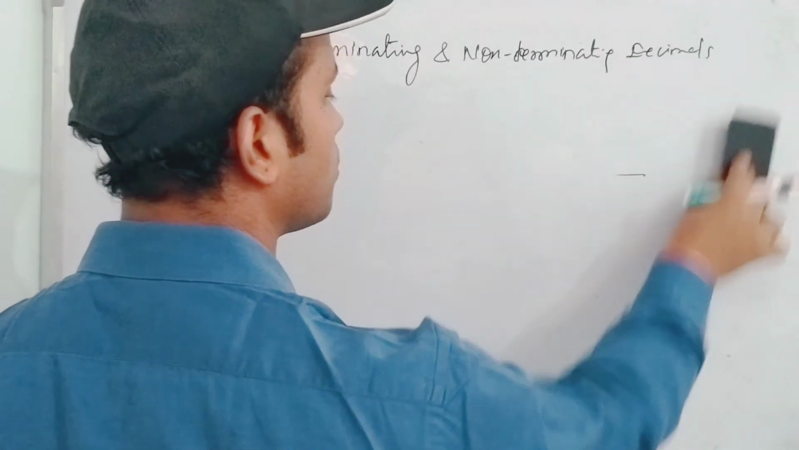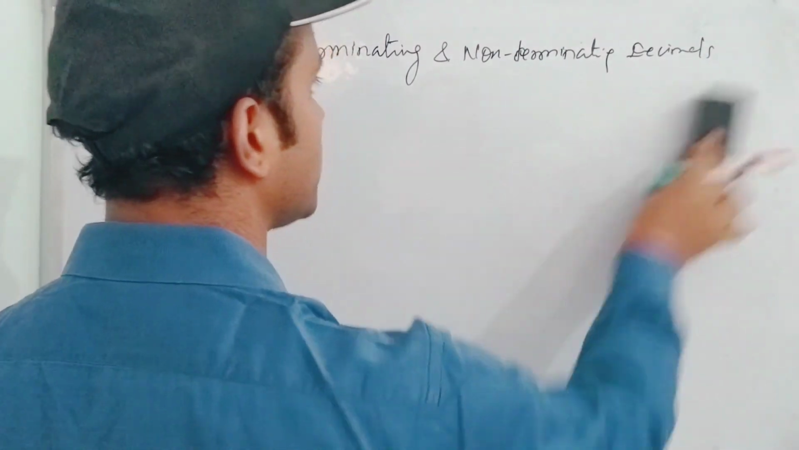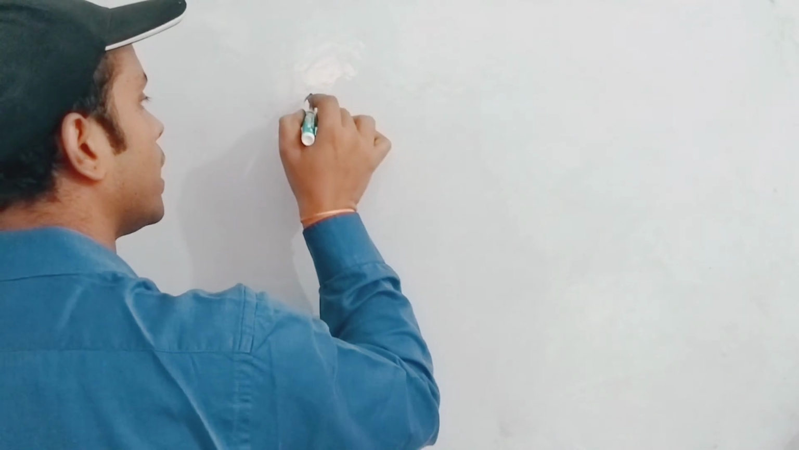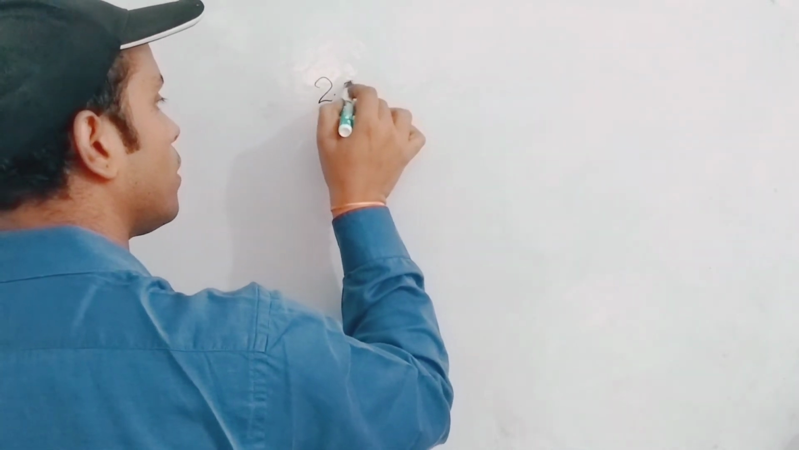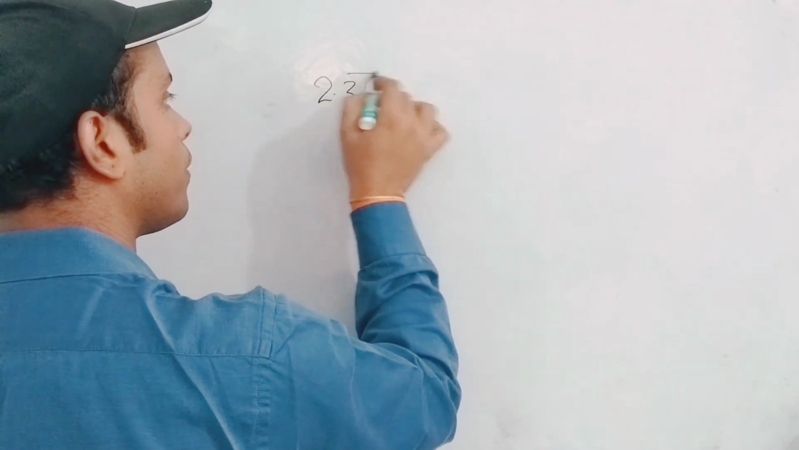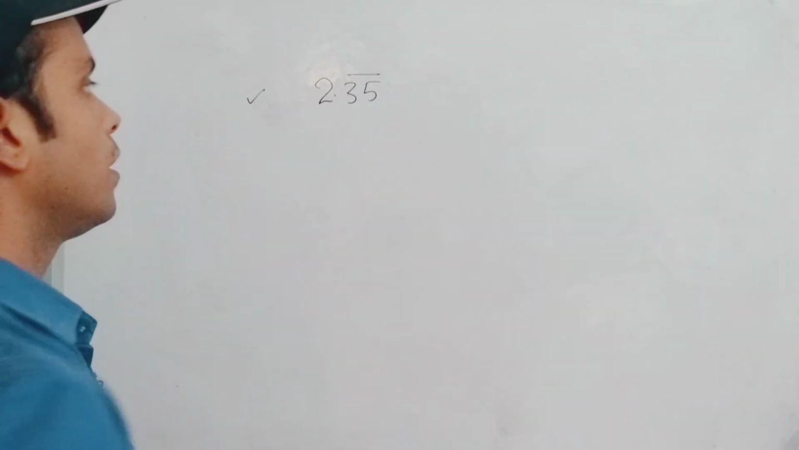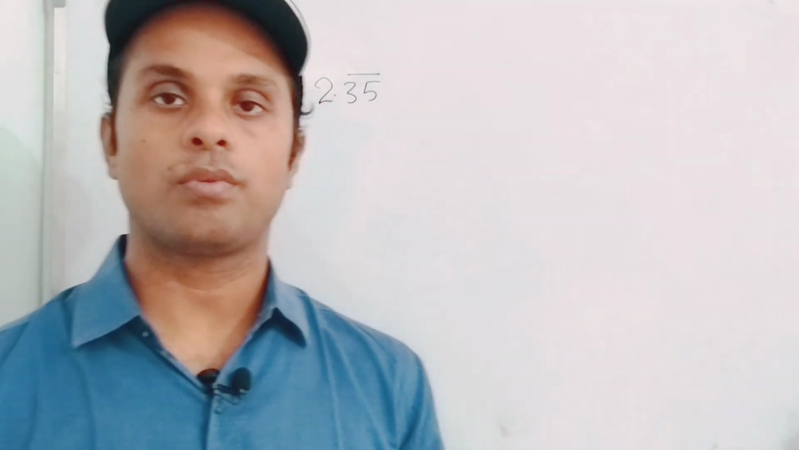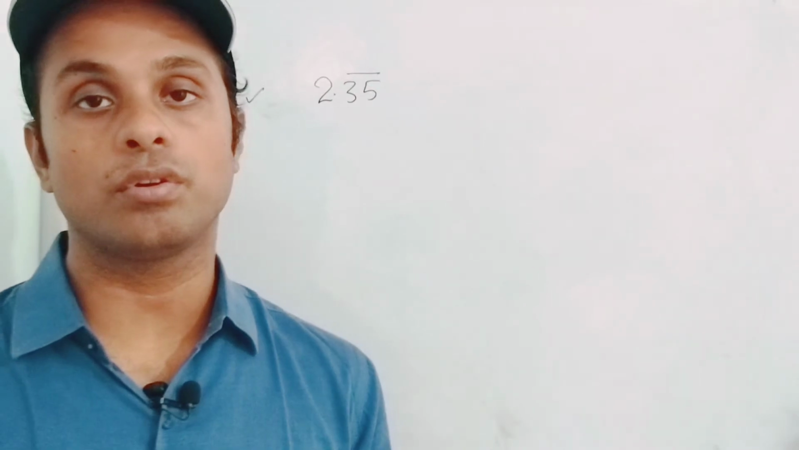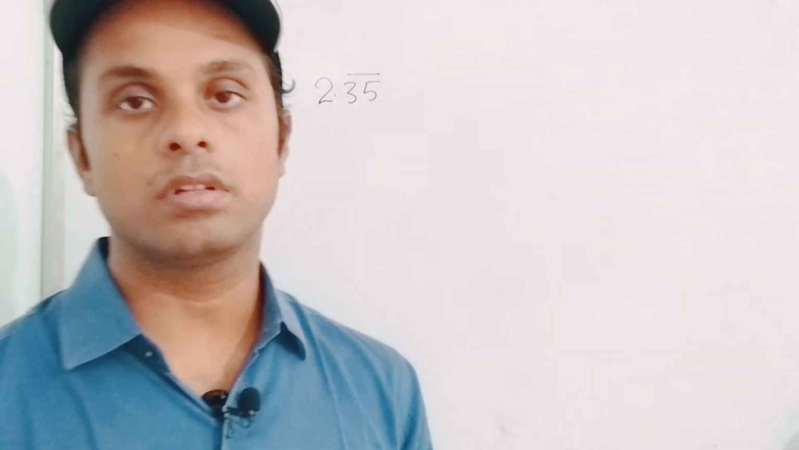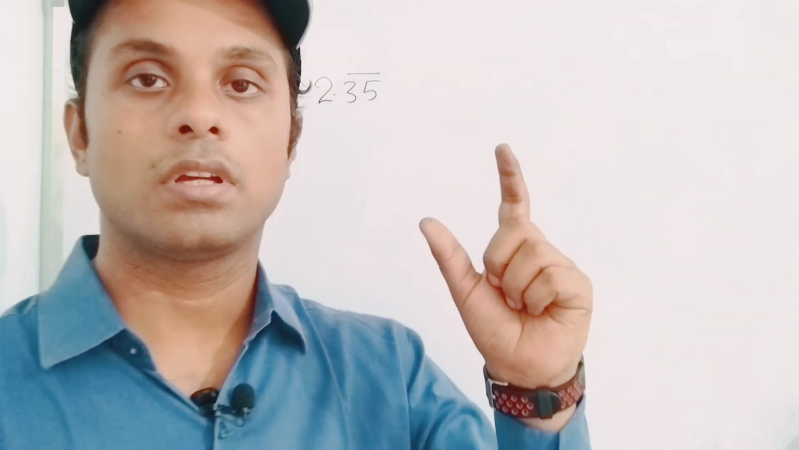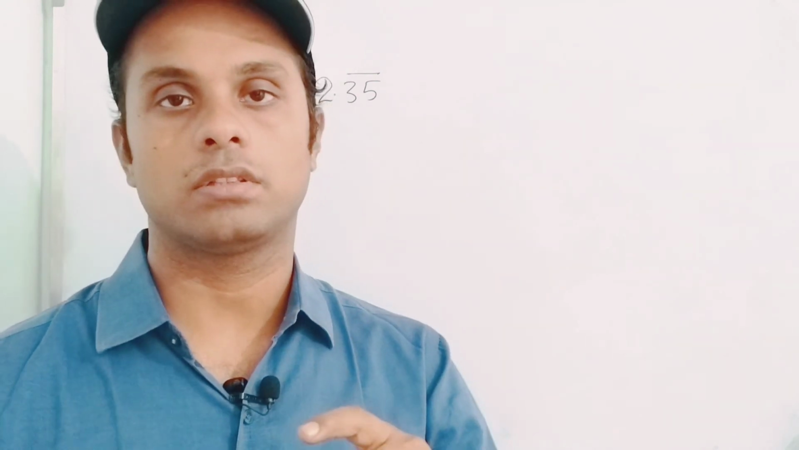If you are given a number, then how to decide about the property of the denominator? Suppose you are given a number 2.35 bar. So what would you say, what would you conclude about the fraction and its denominator?